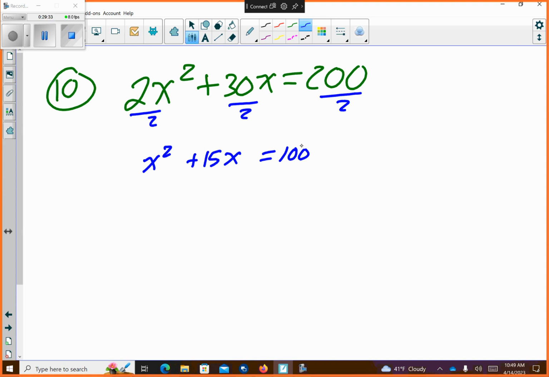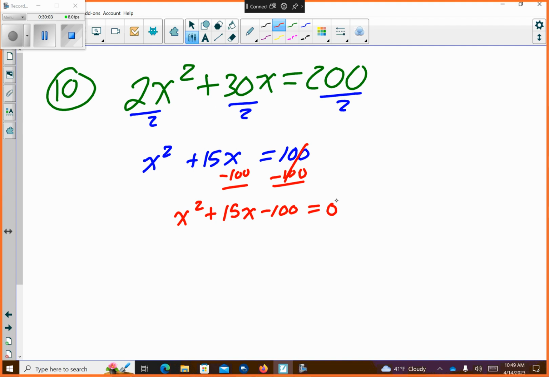So regardless if I choose to factor it at this point or use the quadratic formula at this point, what do I have to make sure takes place before any of that happens? Yeah, get the 100 over on the other side. You want it equal to 0. So I get to that point.